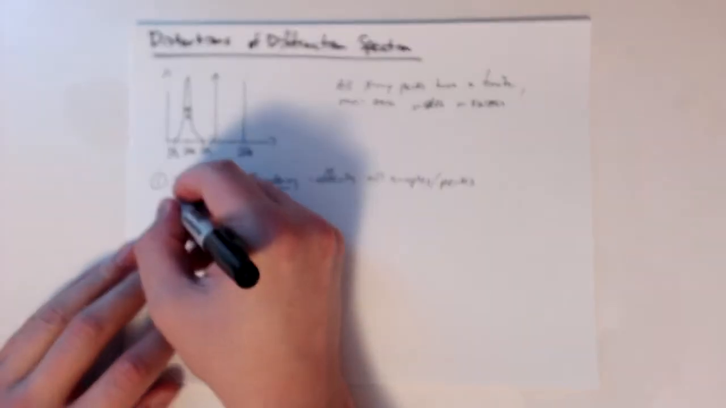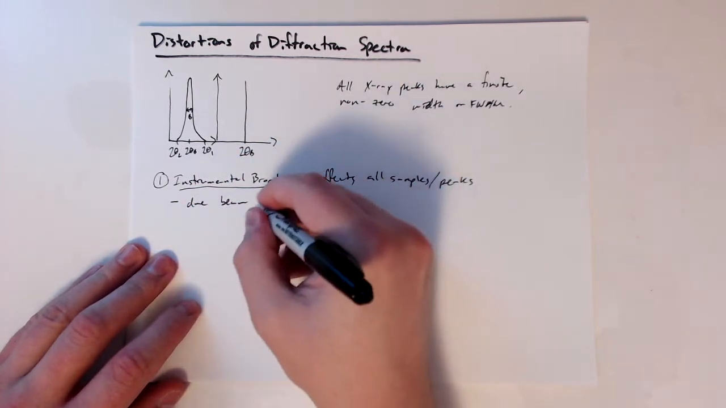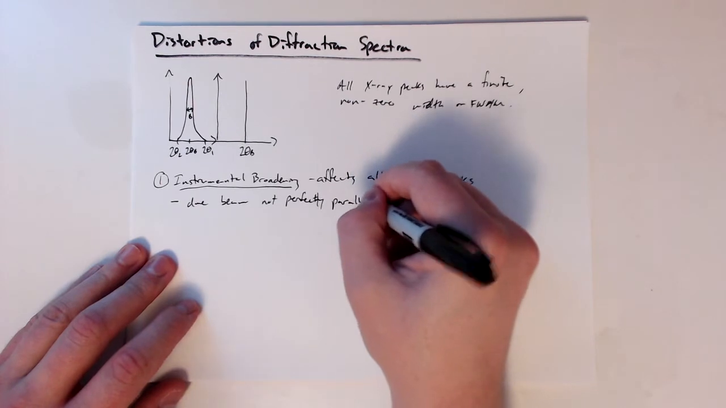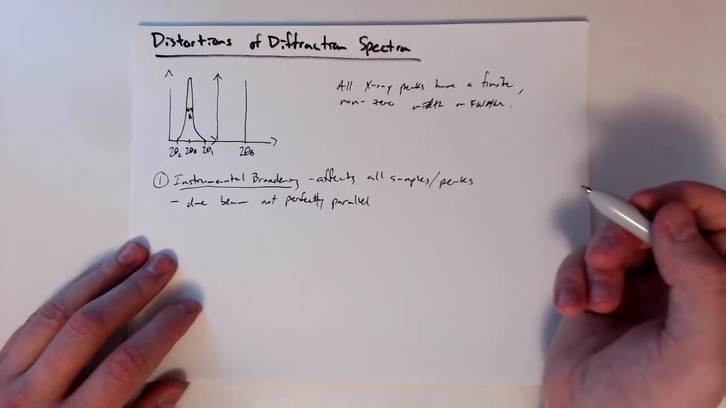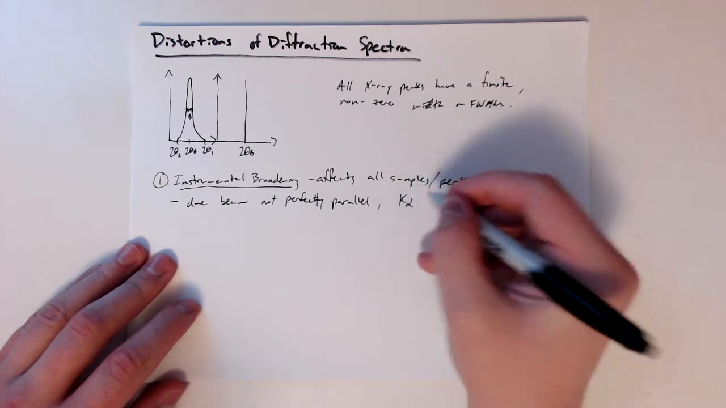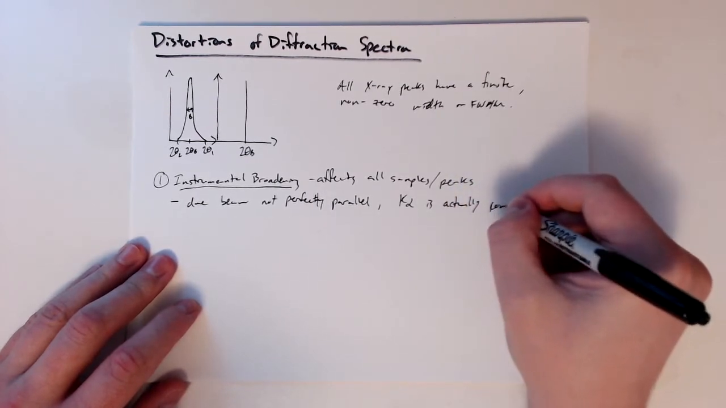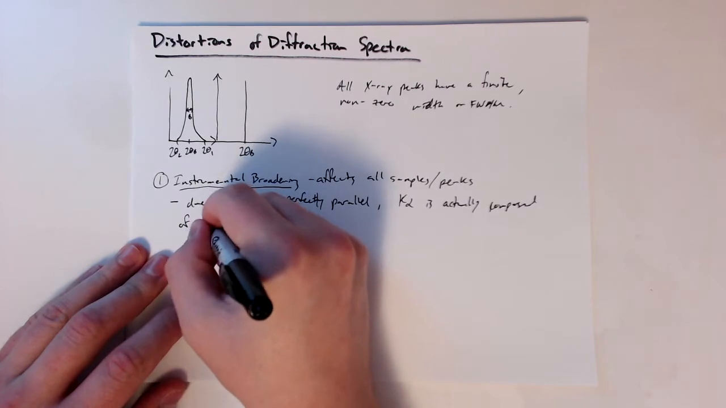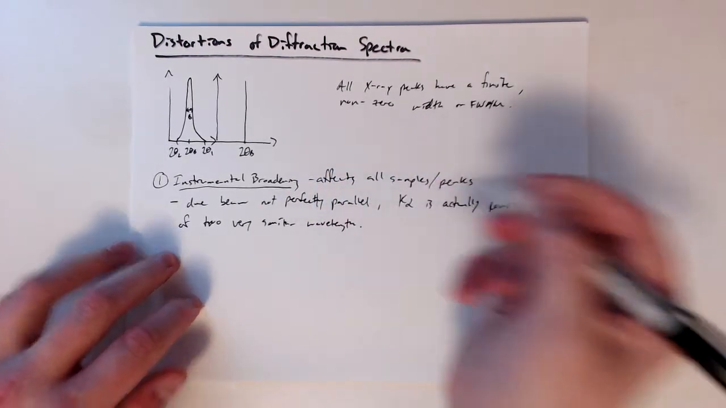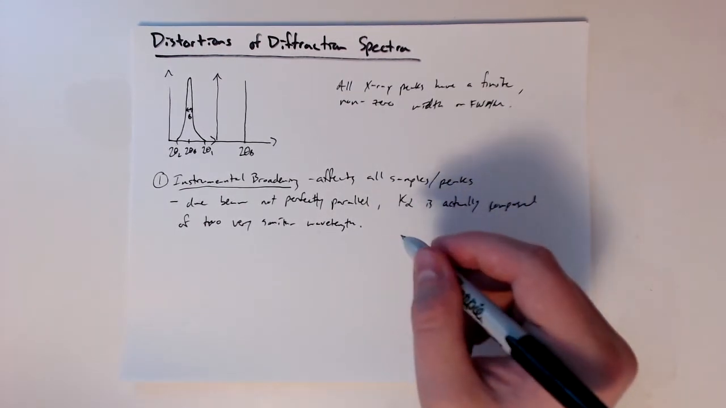Things that this can be a result of is if the beam is not perfectly parallel. No beam is going to be perfectly parallel. Also, we can have some broadening because K alpha, as we saw in a previous section, is actually composed of two very similar wavelengths. We saw this in a previous lecture. So that can also cause some widening or broadening of the peaks.